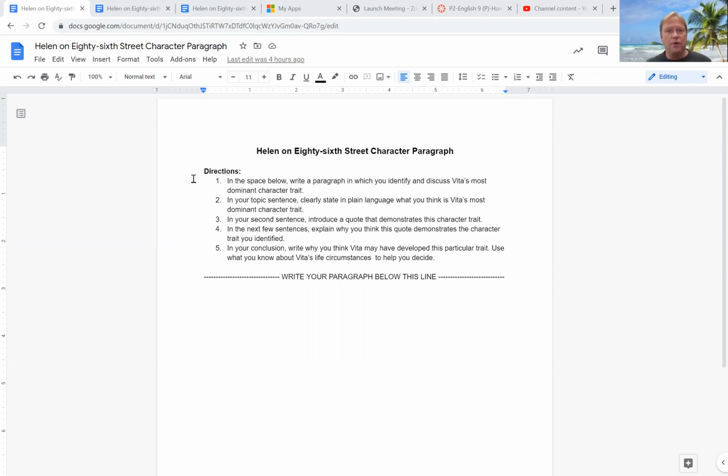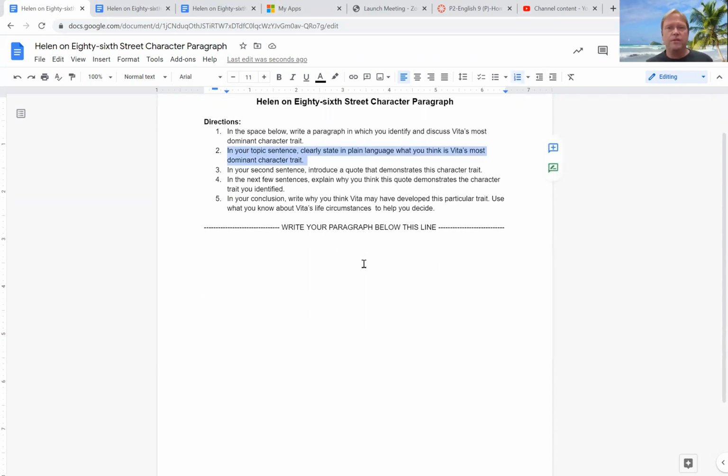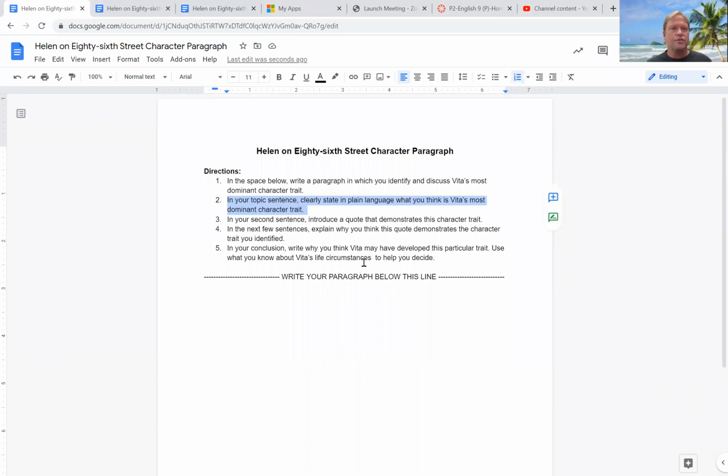In the space below, write a paragraph in which you identify and discuss Vita's most dominant character trait. Okay, so make sure that you write it in the space below this line. And guys, as always, don't forget to indent. Okay. In your topic sentence, clearly state in plain language what you think is Vita's most dominant character trait. Now, essentially, you've already done this.